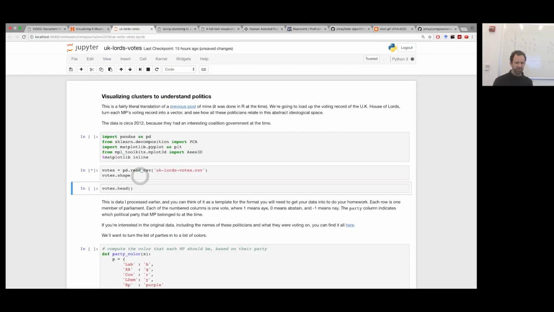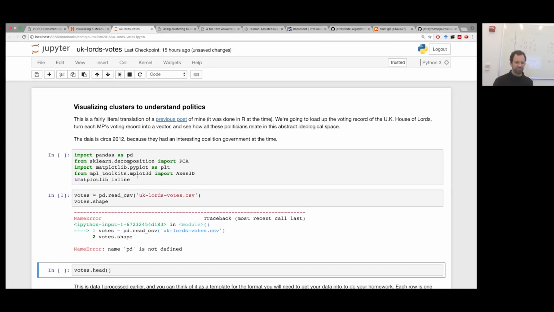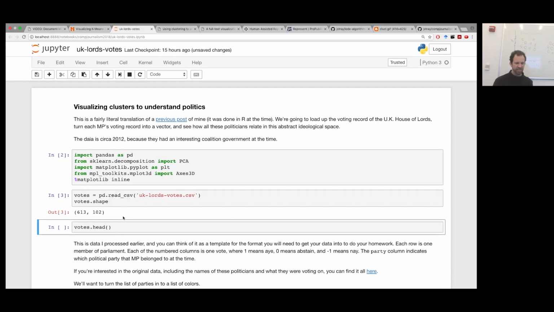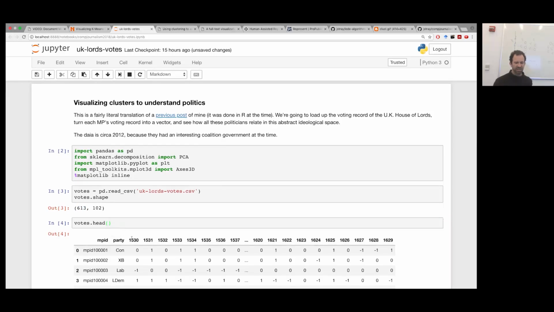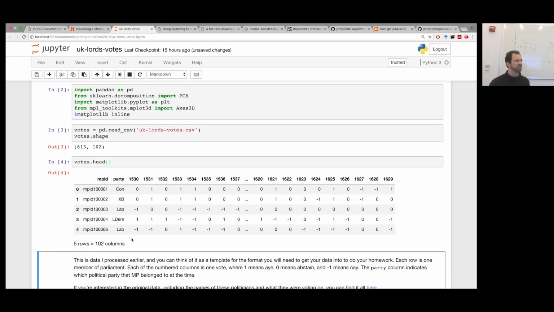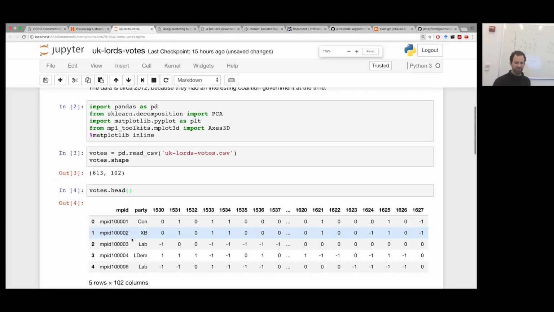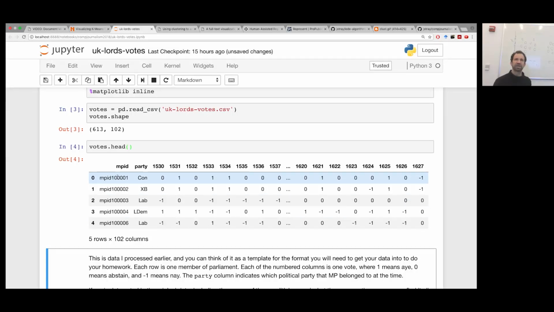So here's the idea. We read these votes, and I reduced it to just the last 100 votes. So this data is a little smaller. It's 100 votes by 613 MPs. And this is a bit different from the one we saw on the slide. This is just to make this exposition a bit more straightforward. So here's the ID, which you can key back into the original data if you want. Here's the party, conservative. XB means crossbencher. We're now getting into the details of British politics. Labour, Liberal Democrats, Labour. And I've recoded them so 1 is yes and 0 is abstain, and -1 is no.